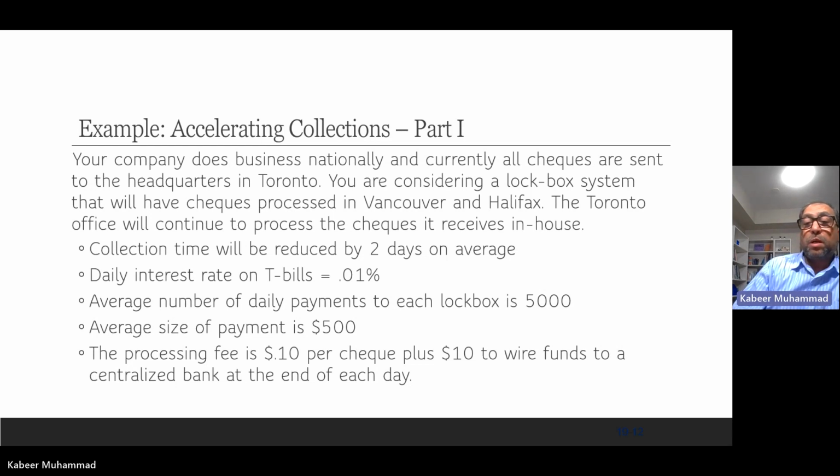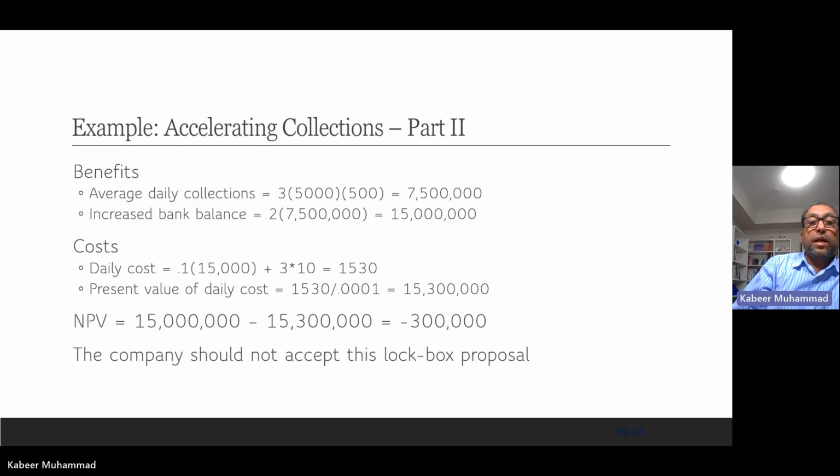So 500 multiplied by 5,000, that's going to be the collection every day. The processing fee is 0.10 per check plus $10 to wire funds to a central bank at the end of each day. So what is going to happen at the end of the day? Whatever they collected, they transfer it to the central location. Now, what are the benefits? The average daily collection is going to be reduced.